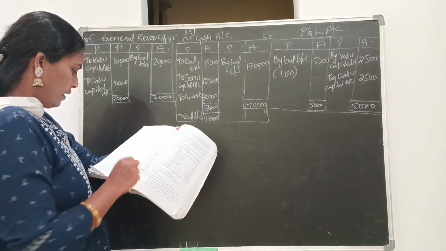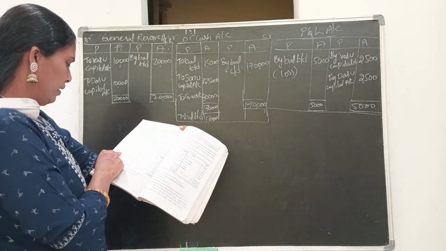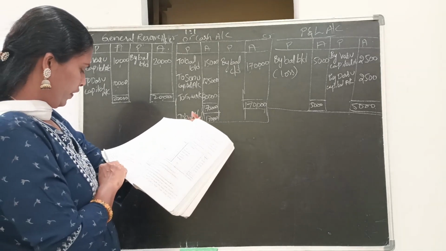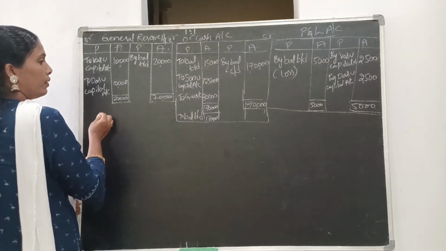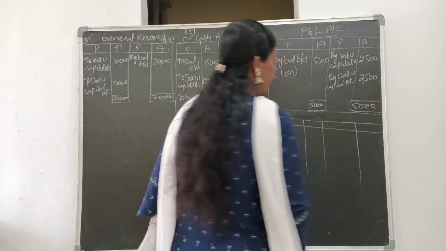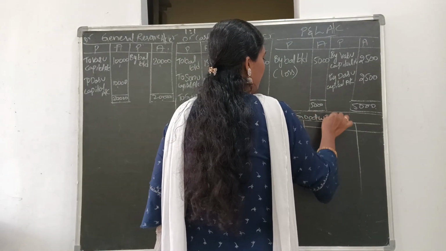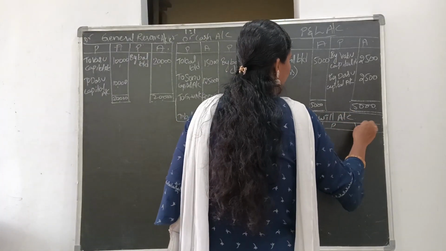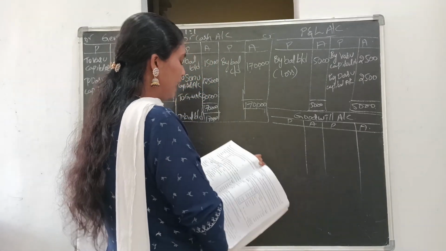Next, cash over, general reserve over, and profit and loss account also we finished. Now coming to the goodwill account. So we'll prepare the goodwill account here only. So write down goodwill account, particulars amount, particulars amount. What is the value of goodwill? Value of goodwill is 30,000.